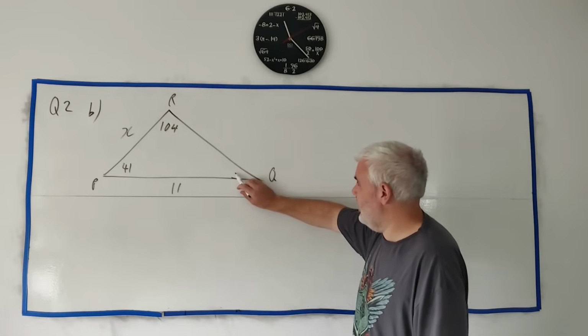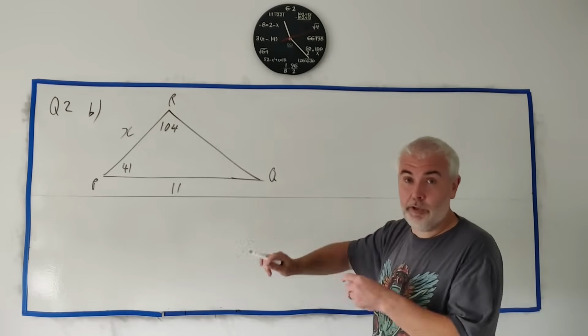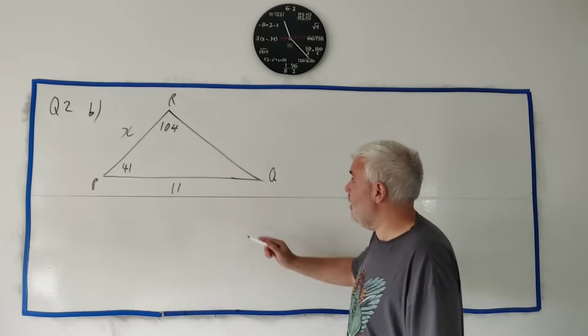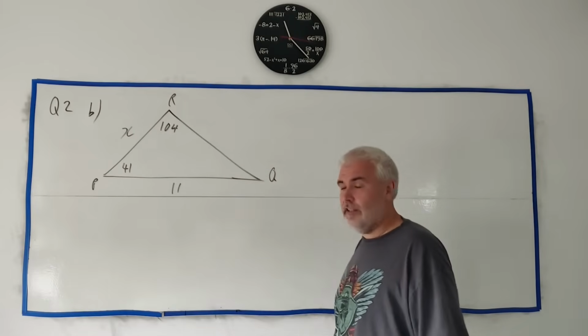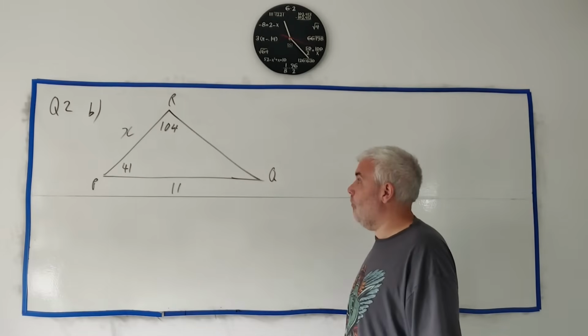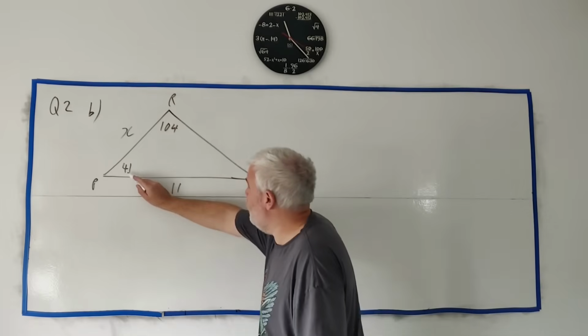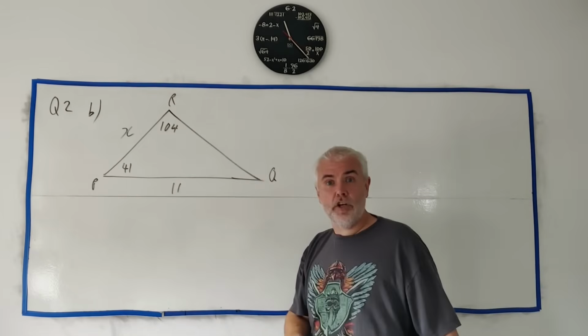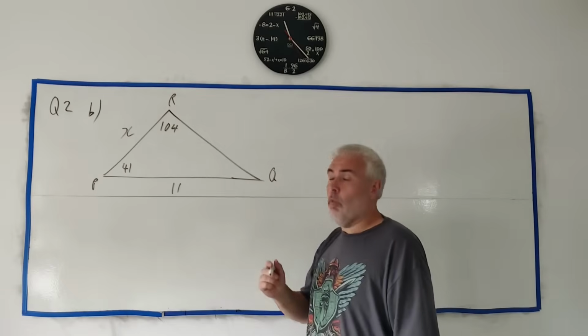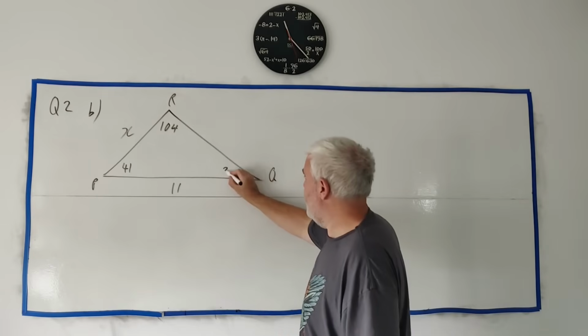And of course, this angle here, you should be able to get. And in fact, we actually need it for the question. That's because 3 angles add up to 180. We wrote it out last time, we won't bother this time. 41 plus 104 is 145. 180 minus 145 is 35.